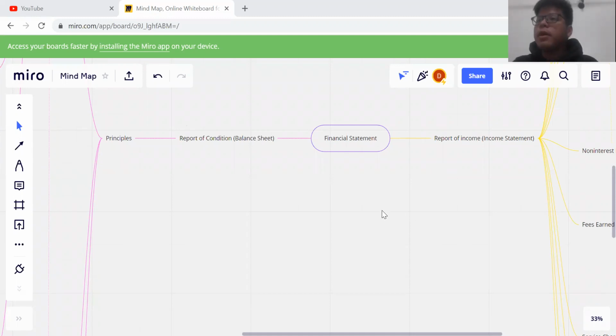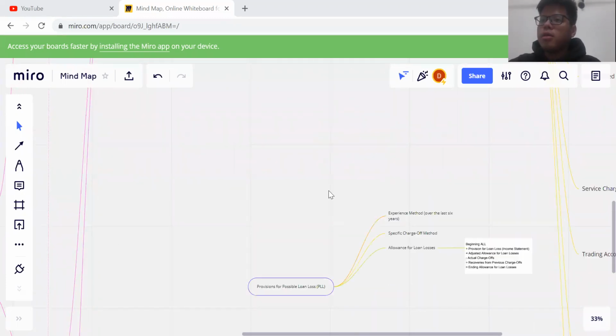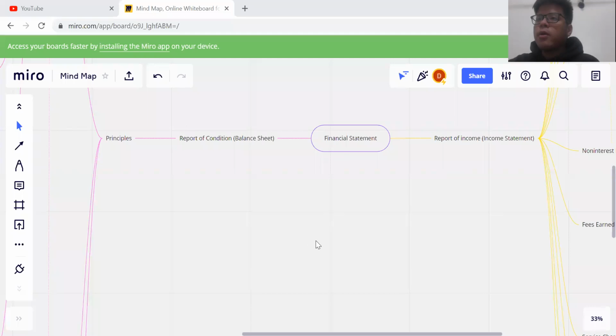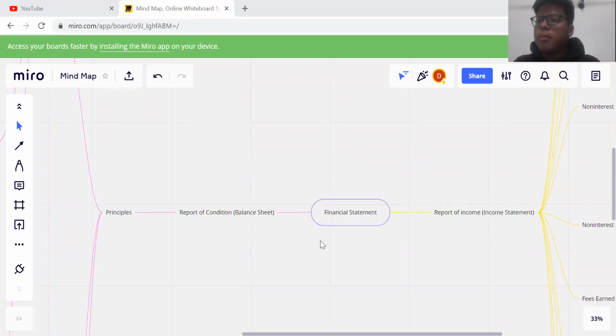In this chapter, I have divided it into two main topics. First is the financial statement, and the second is provision for possible loan loss. We can call it PLL. Okay, let's start with the financial statement.